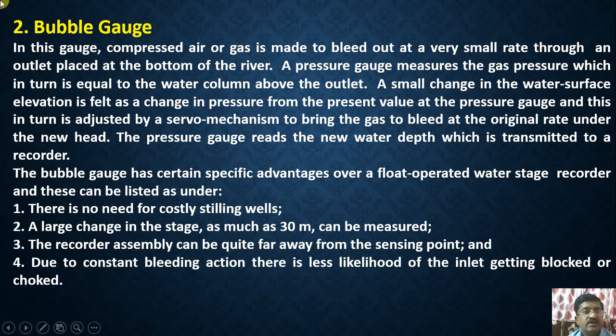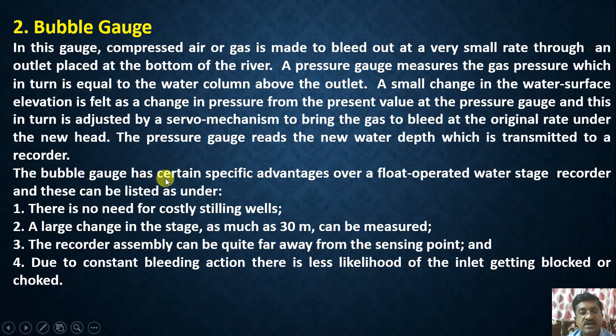Then let's discuss the bubble gauge. In this gauge, compressed air or gas is made to bleed out at a very small rate through an outlet placed at the bottom of the river. A pressure gauge measures the gas pressure, which in turn is equal to the water column above the outlet. A small change in the water surface elevation is felt as a change in pressure from the present value at the pressure gauge, and this is in turn adjusted by a servo mechanism to bring the gas to bleed at the original rate under the new head. The pressure gauge reads a new water depth, which is transmitted to a recorder.